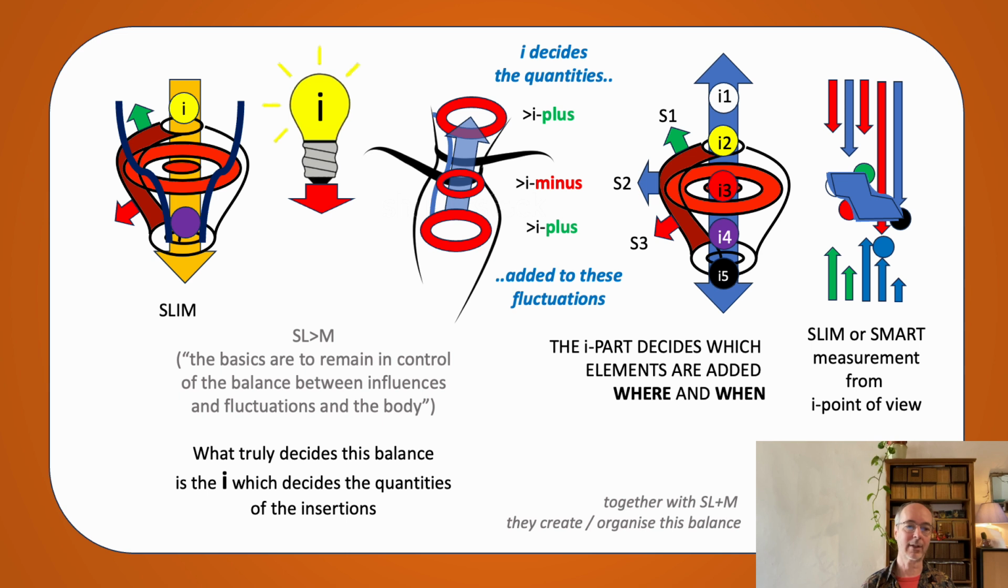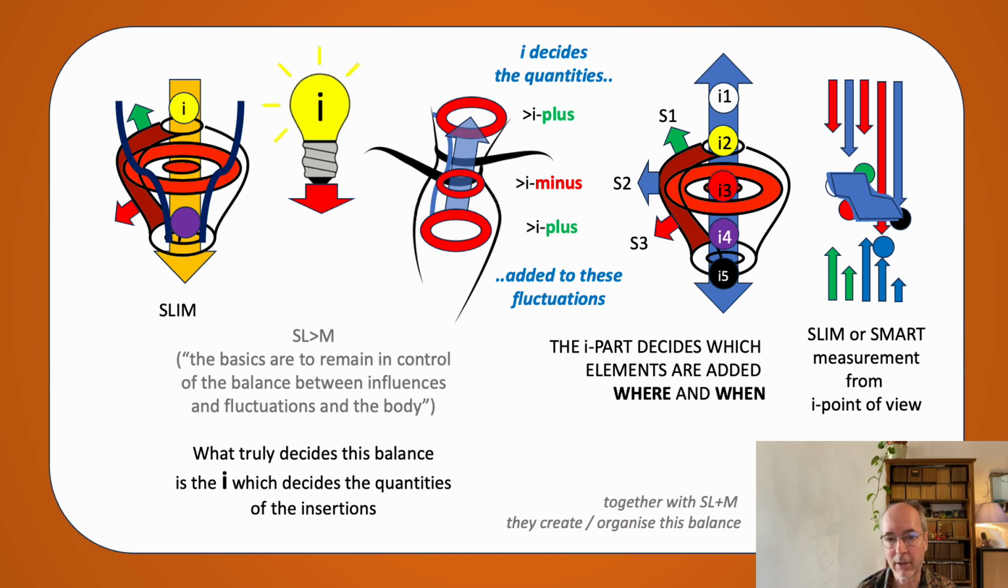And that's why SLIM, in the English version, decides where you widen and where you narrow it down, where there's a plus and where there's a minus. It's the E which decides the quantities. And why is SLIM then also clever? It is the same thing. It decides how much is added, and there is a balance. It will create the balance.